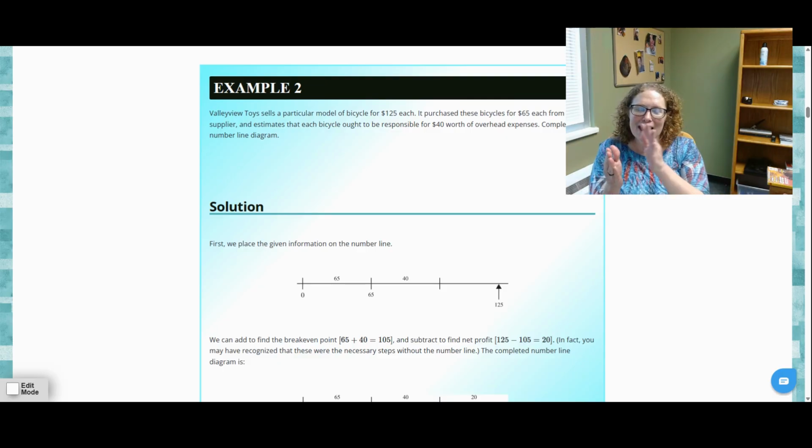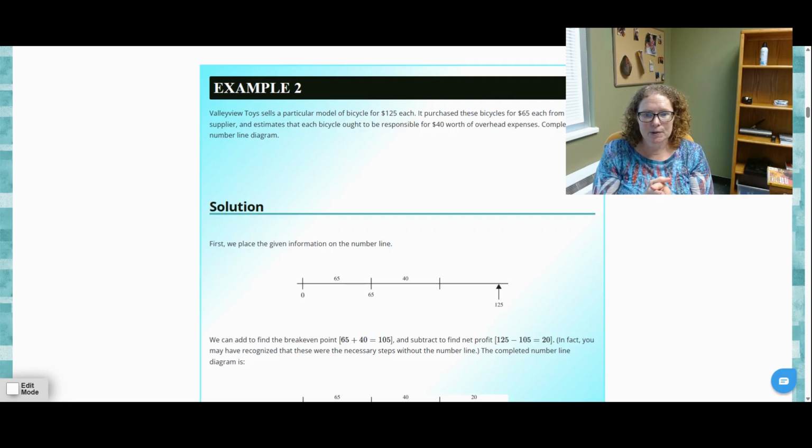So we originally paid $65 each. The overhead is going to be $40. So if we add those two together, we have $105, which is our break-even point, because if we decided to sell the bicycles for $105 a piece, then we would make back the $65 that we spent from the supplier, plus the $40 in the overhead, to give us the $105.